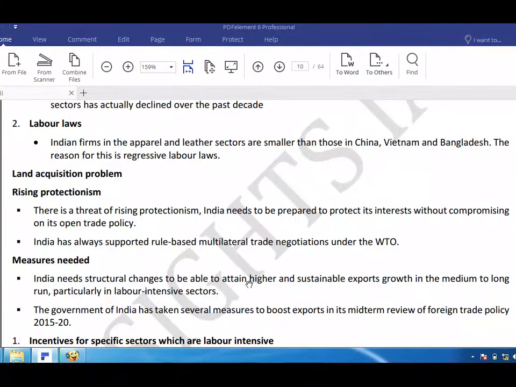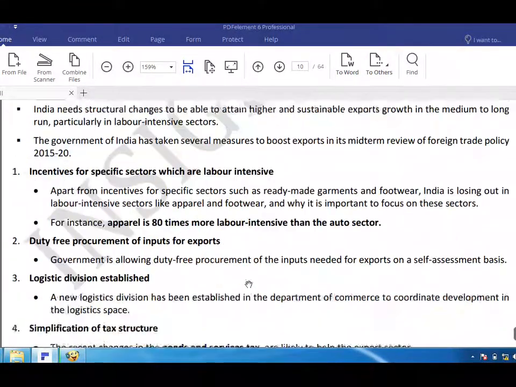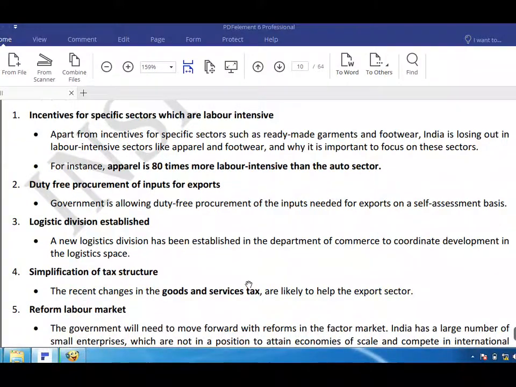Measures needed. India needs structural changes to be able to attain higher and sustainable exports growth in the medium to long run, particularly in labor-intensive sectors. The government of India has taken several measures to boost exports in its midterm review of Foreign Trade Policy 2015-20. 1. Incentives for specific sectors which are labor-intensive. Apart from incentives for specific sectors such as ready-made garments and footwear, India is losing out in labor-intensive sectors like apparel and footwear, and that is why it is important to focus on these sectors.